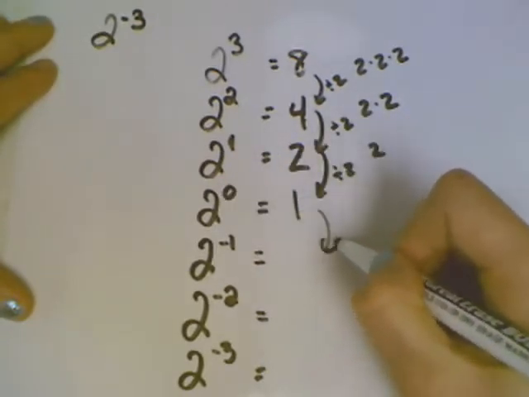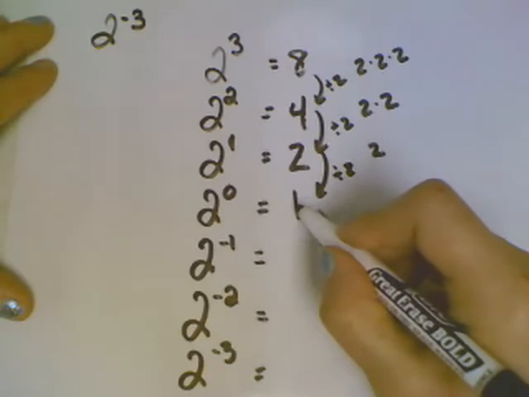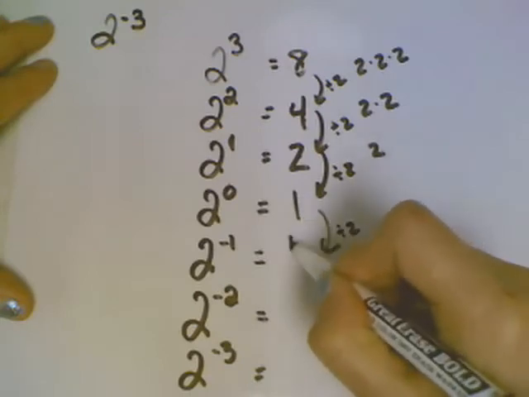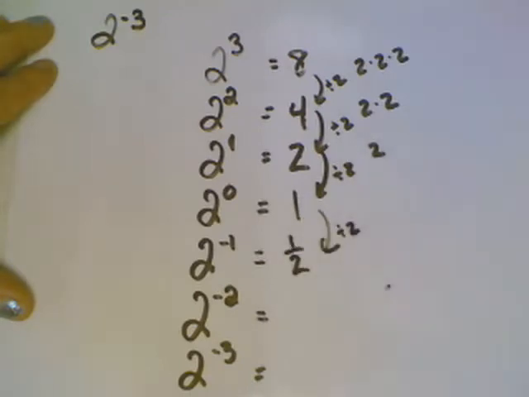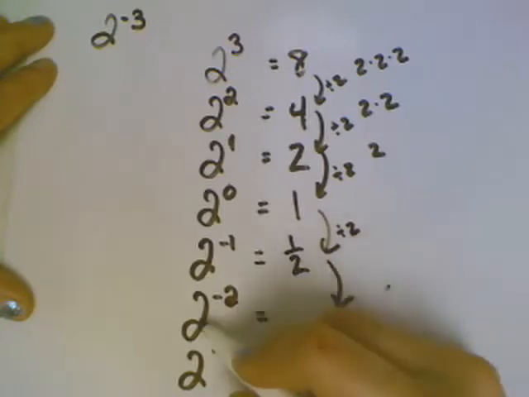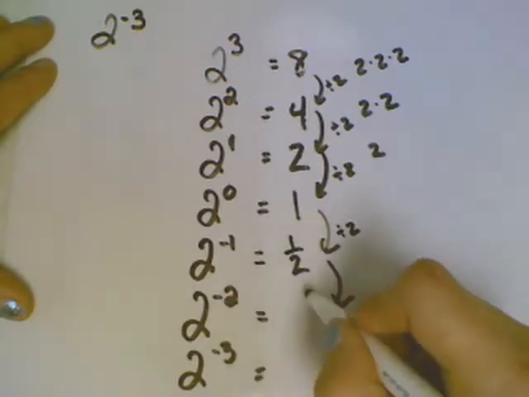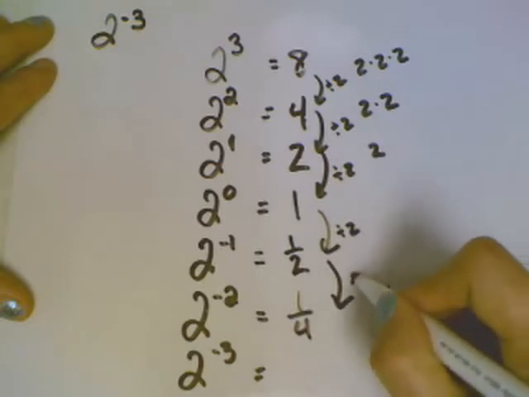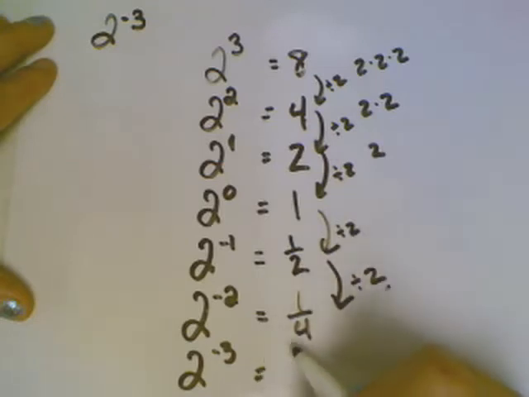That would make sense because if I look at what 2 to the negative 1 power is, it's 1 divided by 2. It is 1/2. And if I divide by 2 again to try to figure out what 2 to the negative 2 power is, I divide by 2 and get 1/4.